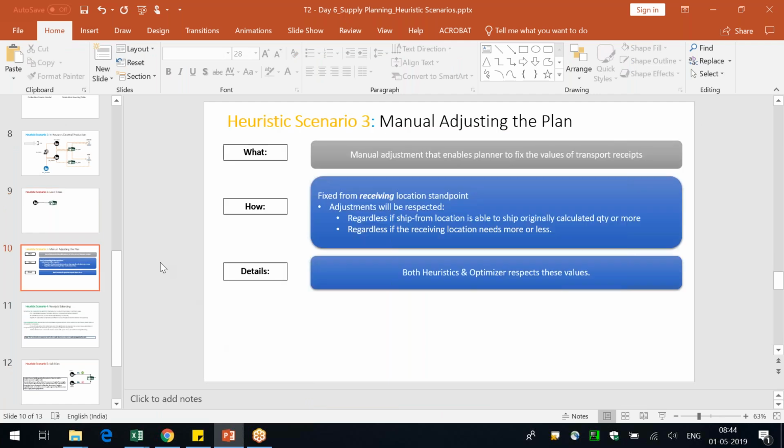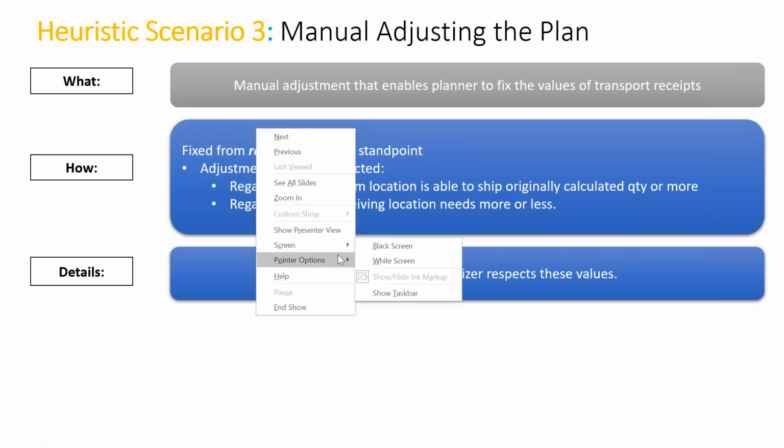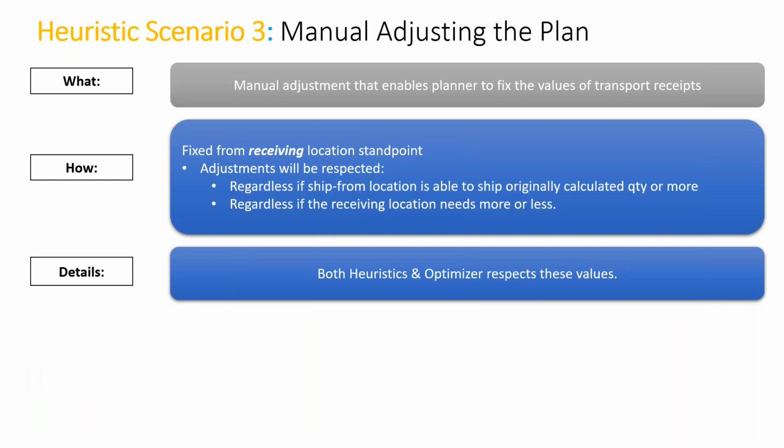So next is manually adjusting the plan. So now we're getting into the third scenario. Here, I received a particular input that between these 2 locations only this much will be shipped. So I'll go and manually adjust the plan, saying, okay, now please don't give me anything more than this. I'm entering an absolute value. Supply planning respects it, and both the heuristics and optimizer really respect these adjusted key figures. So manual adjustment enables planners to fix the values of transport receipts.